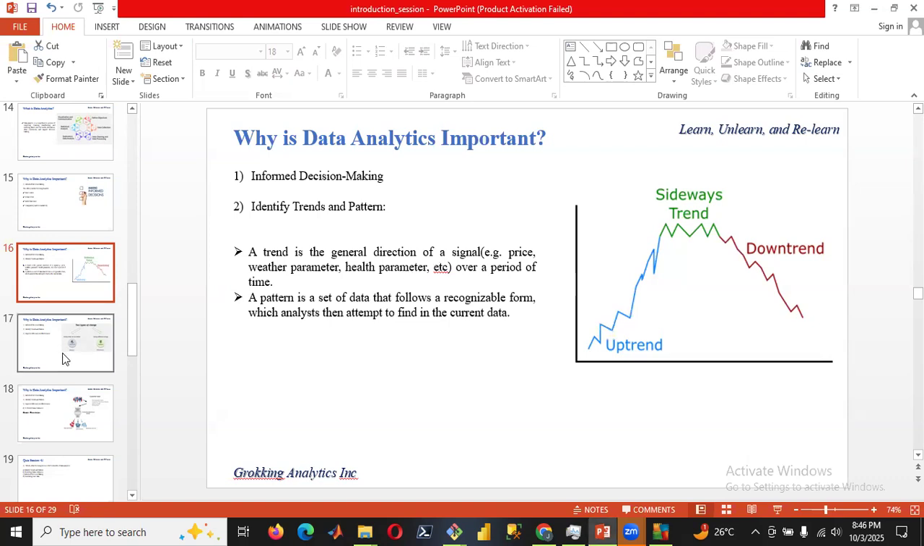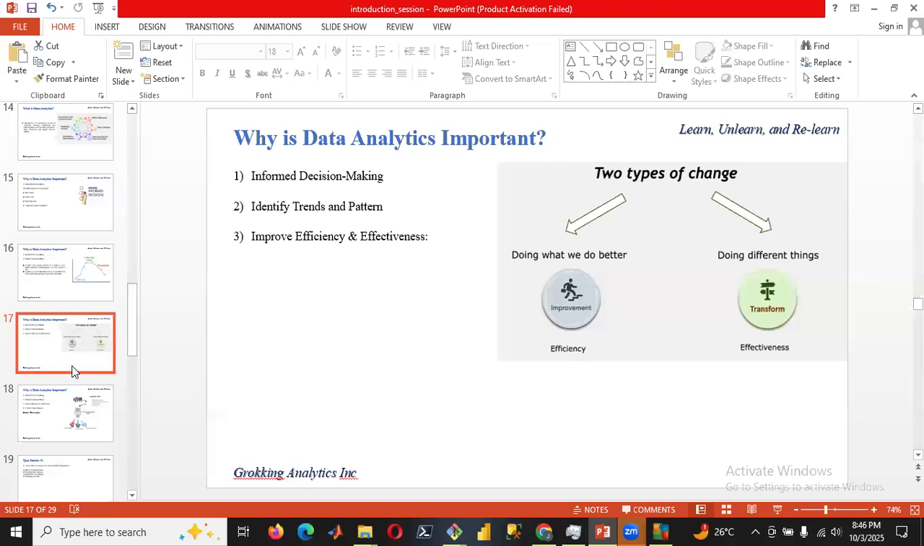Then, okay. We talked about improved efficiency and effectiveness. Someone said she's confused. Let me see, who is that?